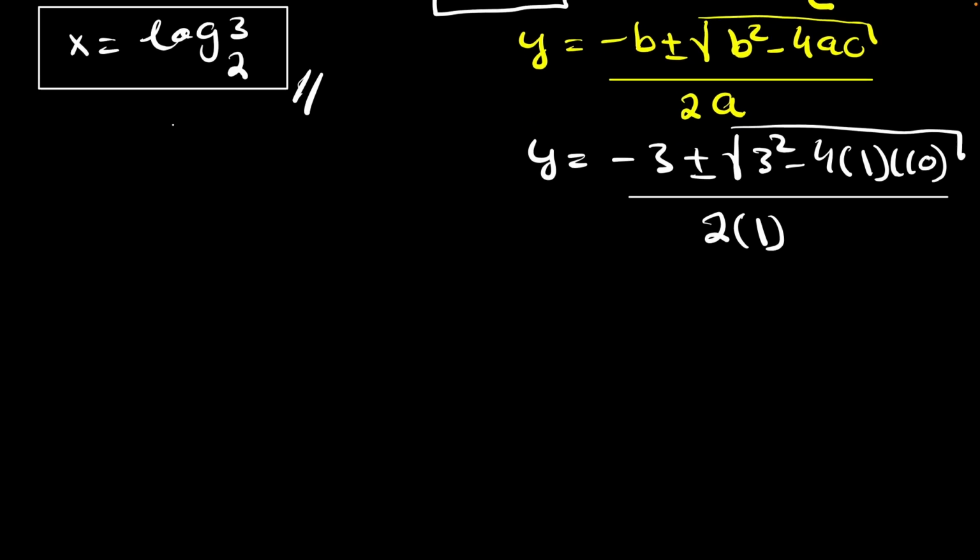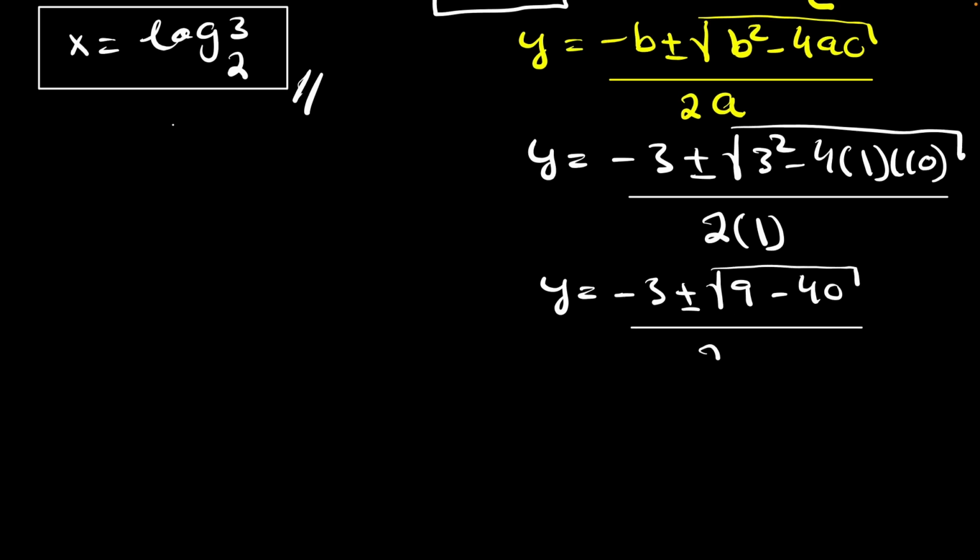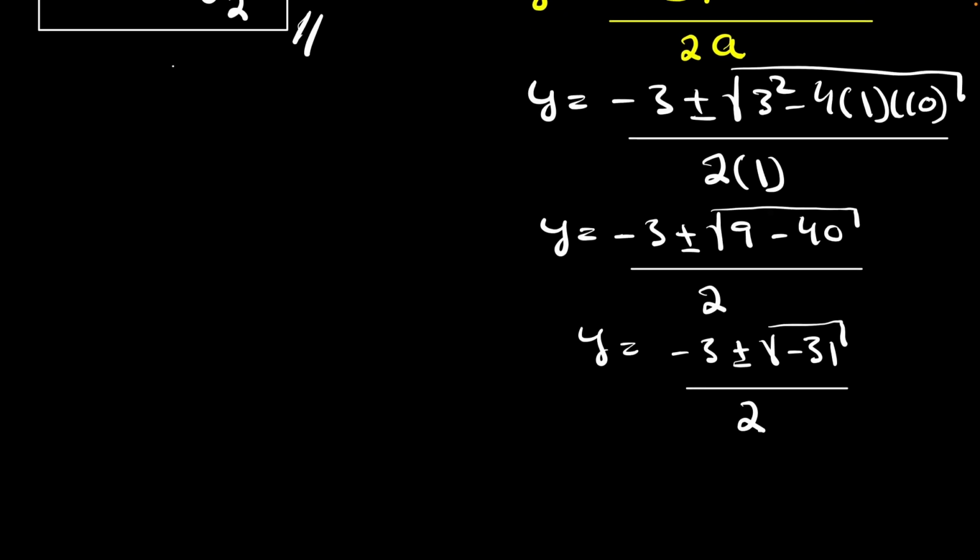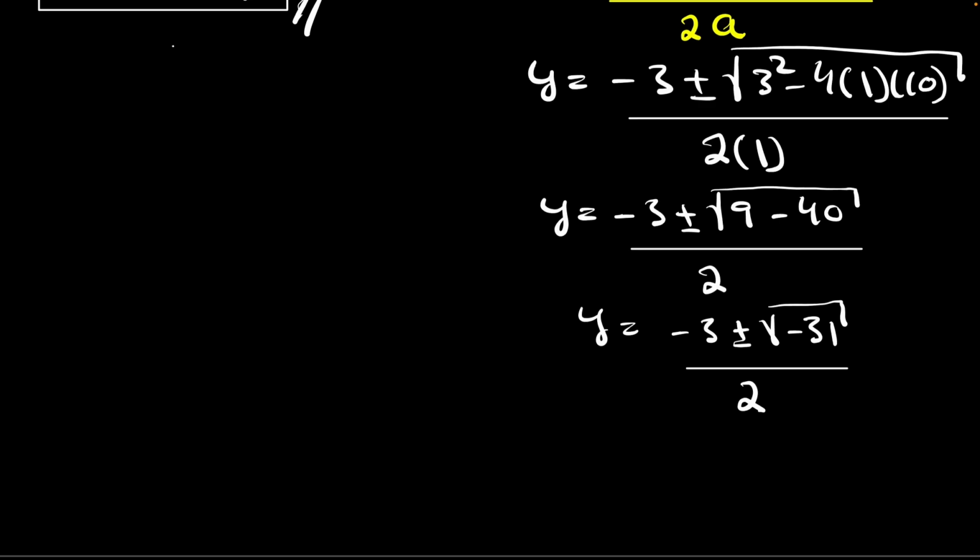And let's solve this question. So I'm going to write y is negative 3 plus or minus the square root of negative 3 squared, which is 9, minus 4 times 1 times 10, which is 40, over 2. So y is equal to negative 3 plus or minus the square root of 9 minus 40, which is negative 31, over 2. Nice.